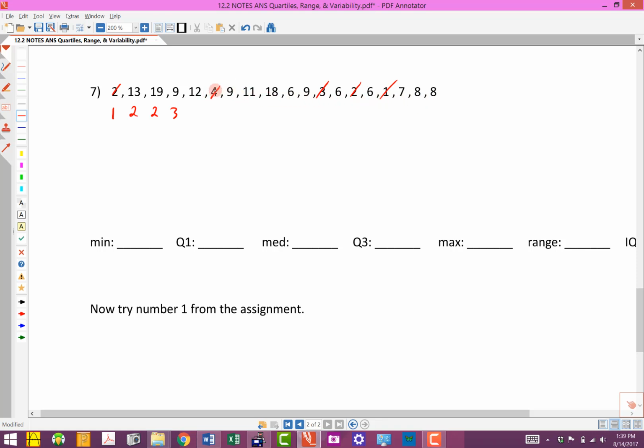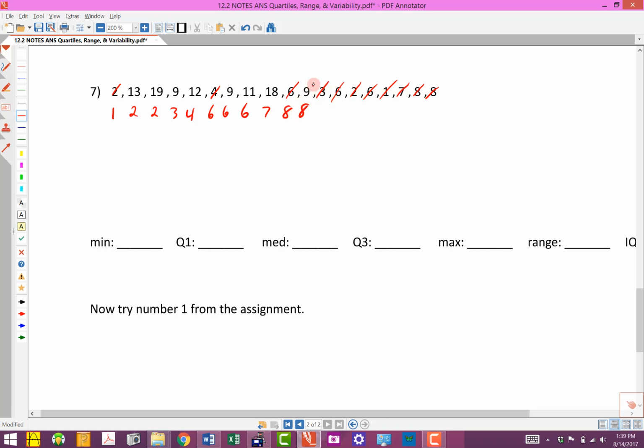And then we've got a 4. And then let's see, do we have any 5s? Nope, we've got a 6, and a 6. Okay, we've got 3 of those. Let's see, we've got a 7. We've got an 8 and an 8.